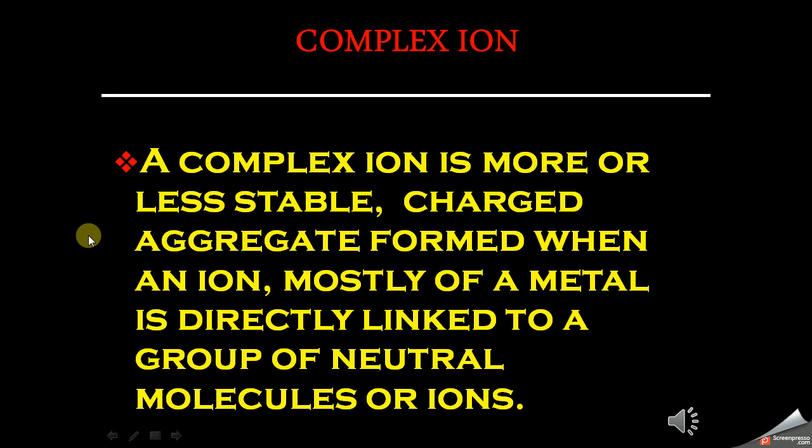Then next is complex ion. A complex ion is a more or less stable charged aggregate formed when an ion, mostly of a metal, is directly linked to a group of neutral molecules or ions.